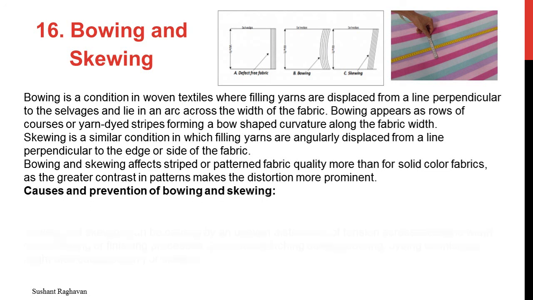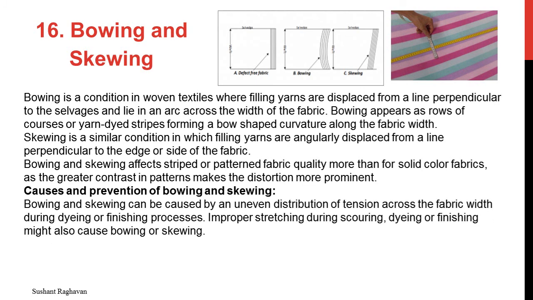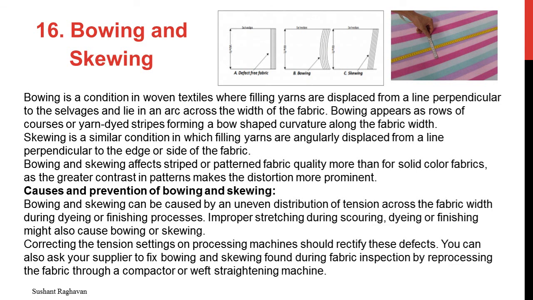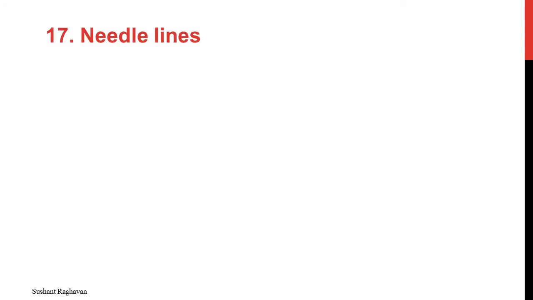Causes and prevention of bowing and skewing. Bowing and skewing can be caused by an uneven distribution of tension across the fabric width during the dyeing or finishing process. Improper stretching during scouring, dyeing or finishing might also cause bowing or skewing. Correcting the tension setting on the processing machine should rectify these defects. You can also ask your supplier to fix bowing and skewing found during fabric inspection by reprocessing the fabric through a compactor or weft straightening machine.